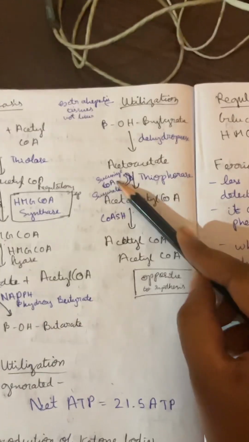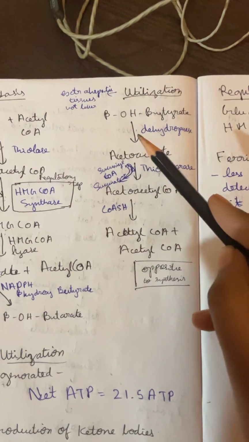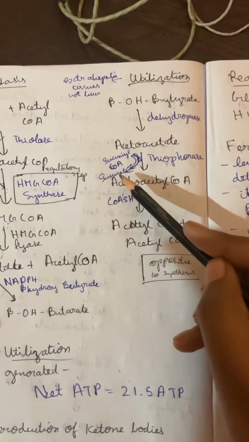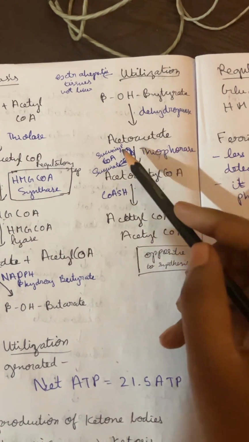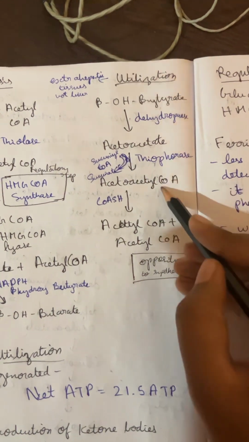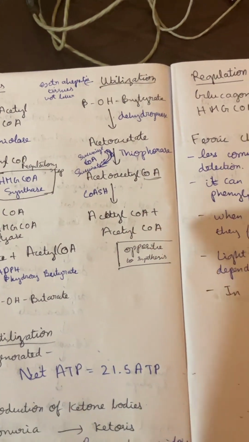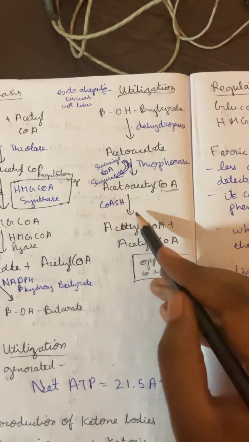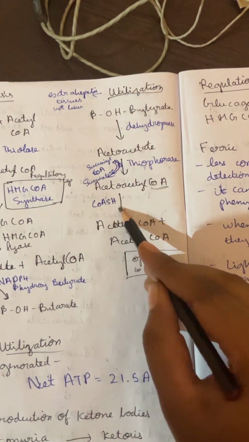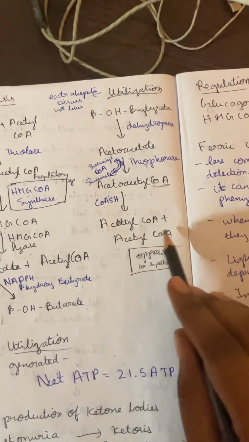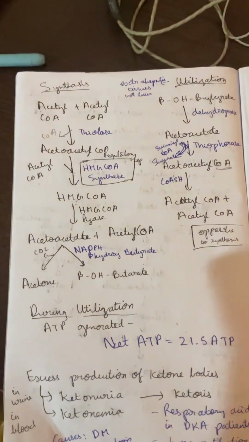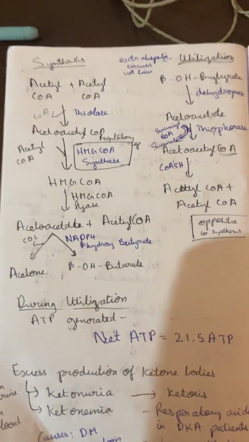Here succinyl CoA will give us CoA. One CoA we will get this one. Okay, and it will become succinate. And here in the presence of CoASH, we're gonna get acetyl-CoA and acetyl-CoA. Two acetyl-CoAs. Synthesis and utilization then and there.